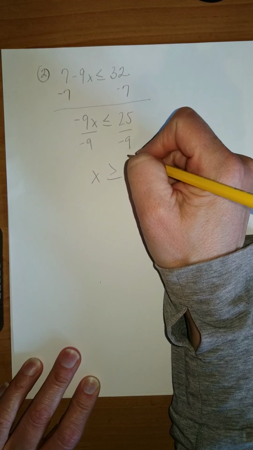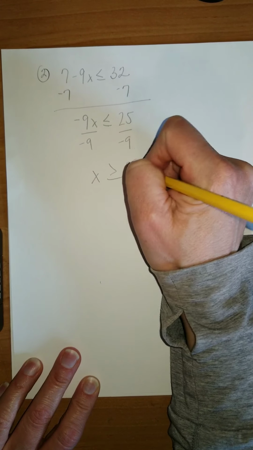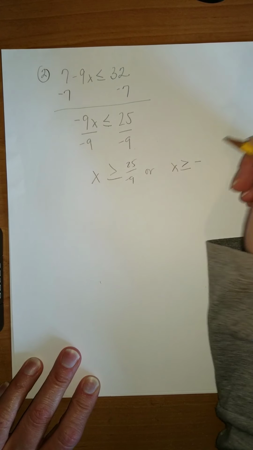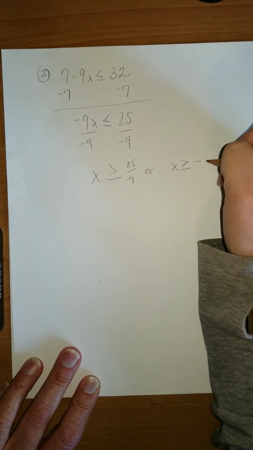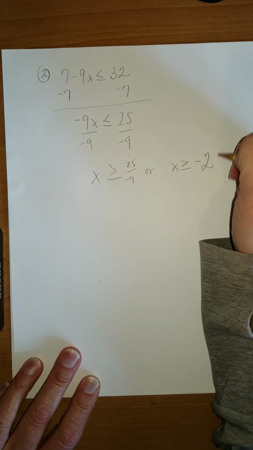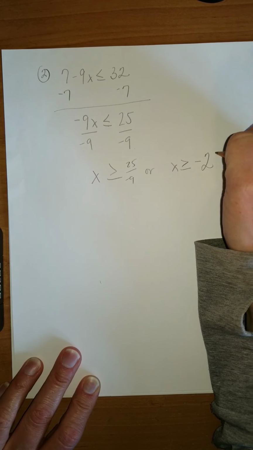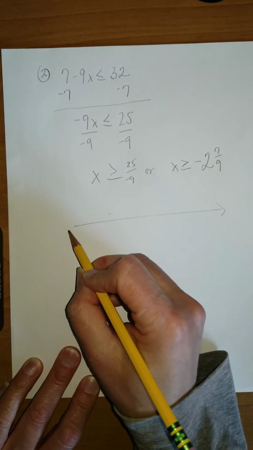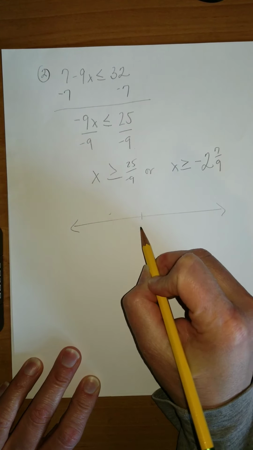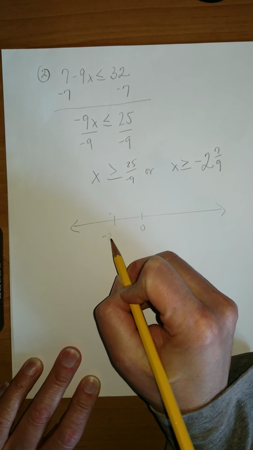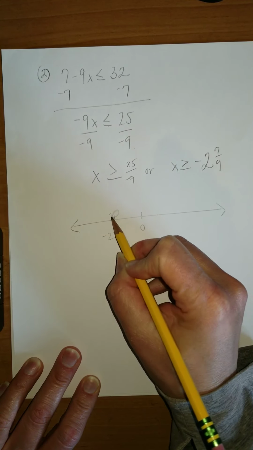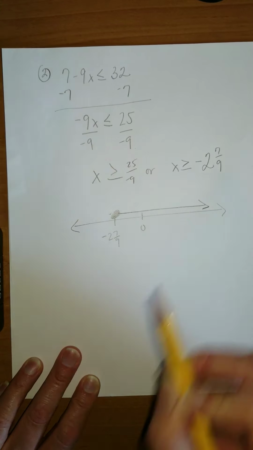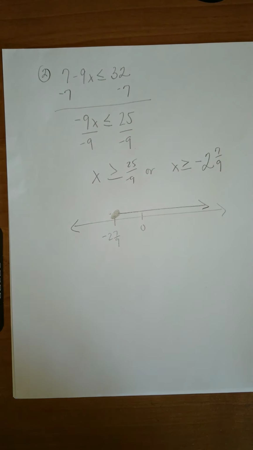And I could say x is going to be greater than or equal to 25 over negative 9, or x is going to be greater than or equal to, 9 goes into 25, what? 2 times. And then there is 7/9 left over. So here we go. 0, negative 2 7/9. It's going to be a filled in dot because it's equal to. X's have to be greater. We're going off to the right. So that's what I'm looking for here.